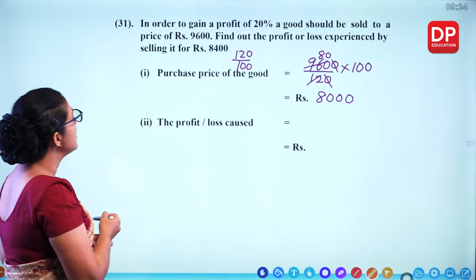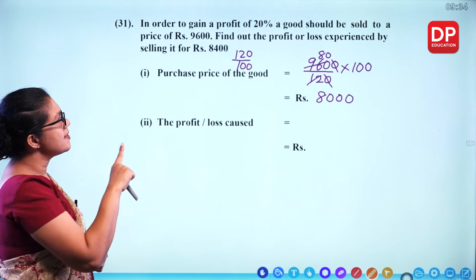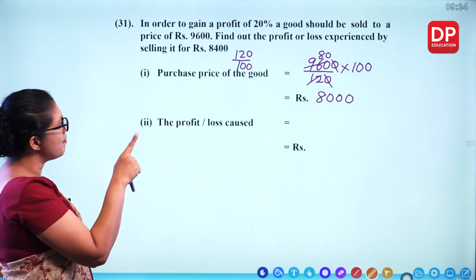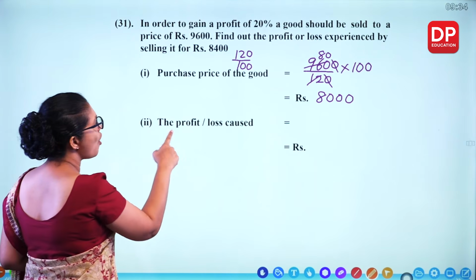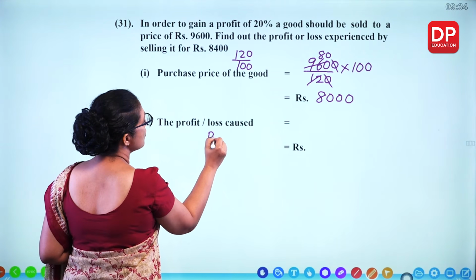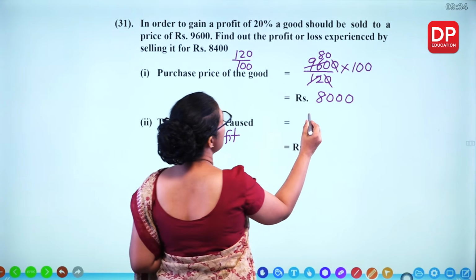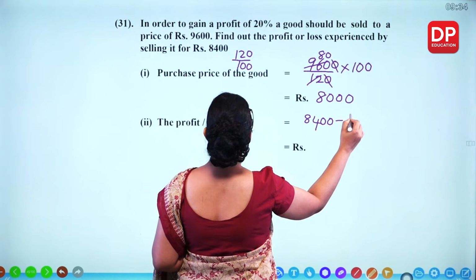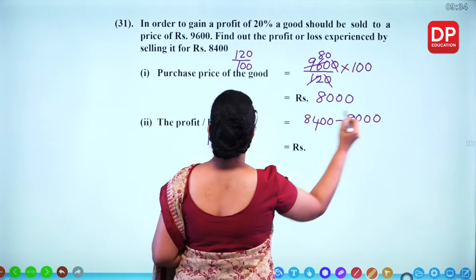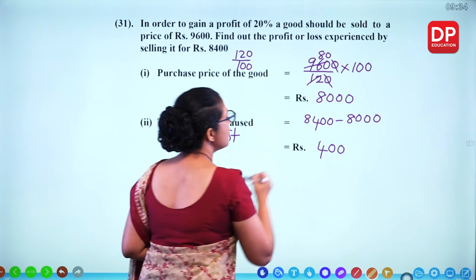So what's the profit or loss that occurred? The selling price is 8,400 and the buying price is 8,000. So this is a profit. The profit that occurred is 8,400 minus 8,000. That's 400 rupees.